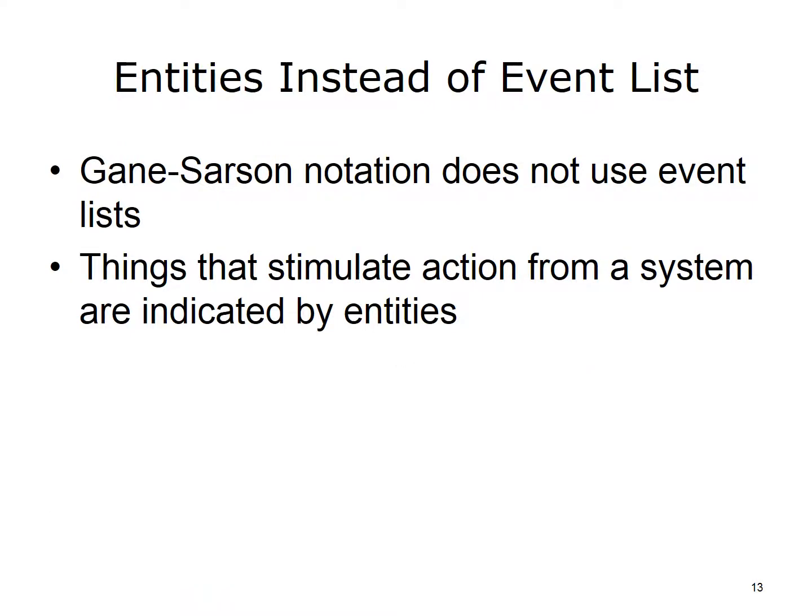Unlike Jordan notation, Gaines-Sarson does not use an event list to indicate things that stimulate action from the system. Things that stimulate action from a system are indicated by entities.